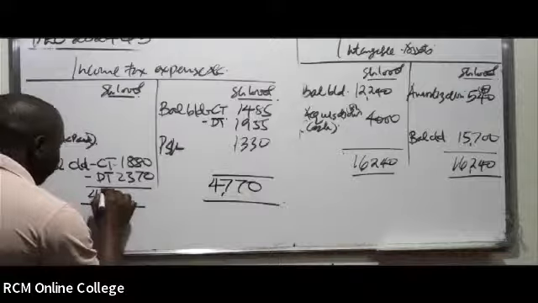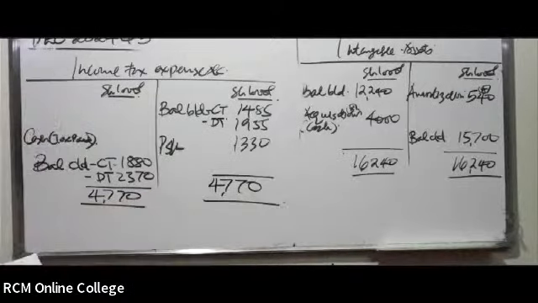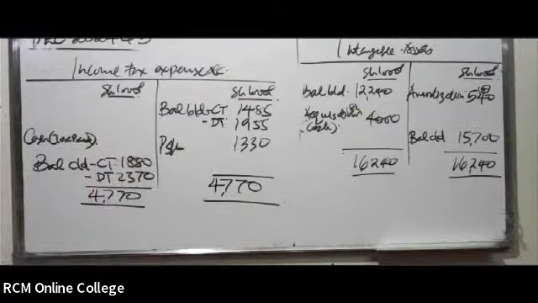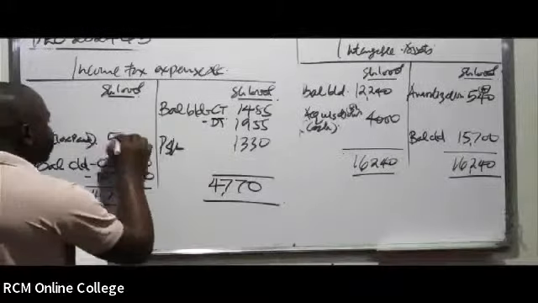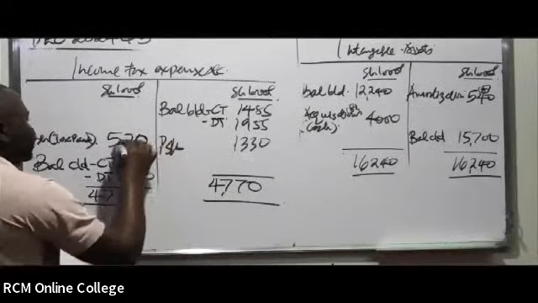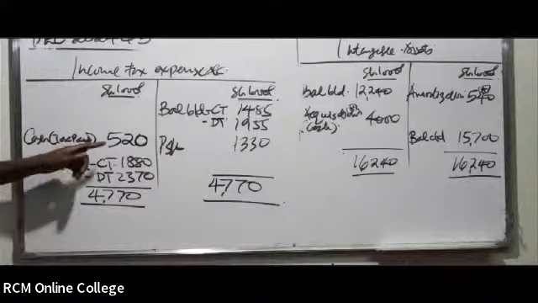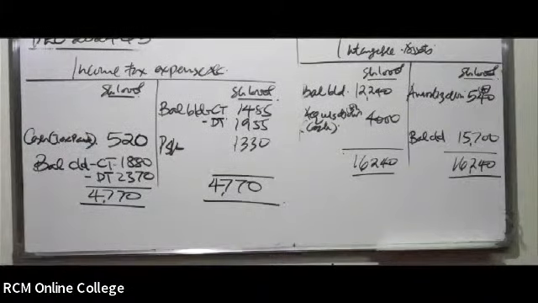4770. What is the balancing figure here? It is 520. So you see how you marked with a red pen in that extract, in that format. That figure, we normally calculate it like this. You prepare this account and it will help you to get that figure for the tax paid.